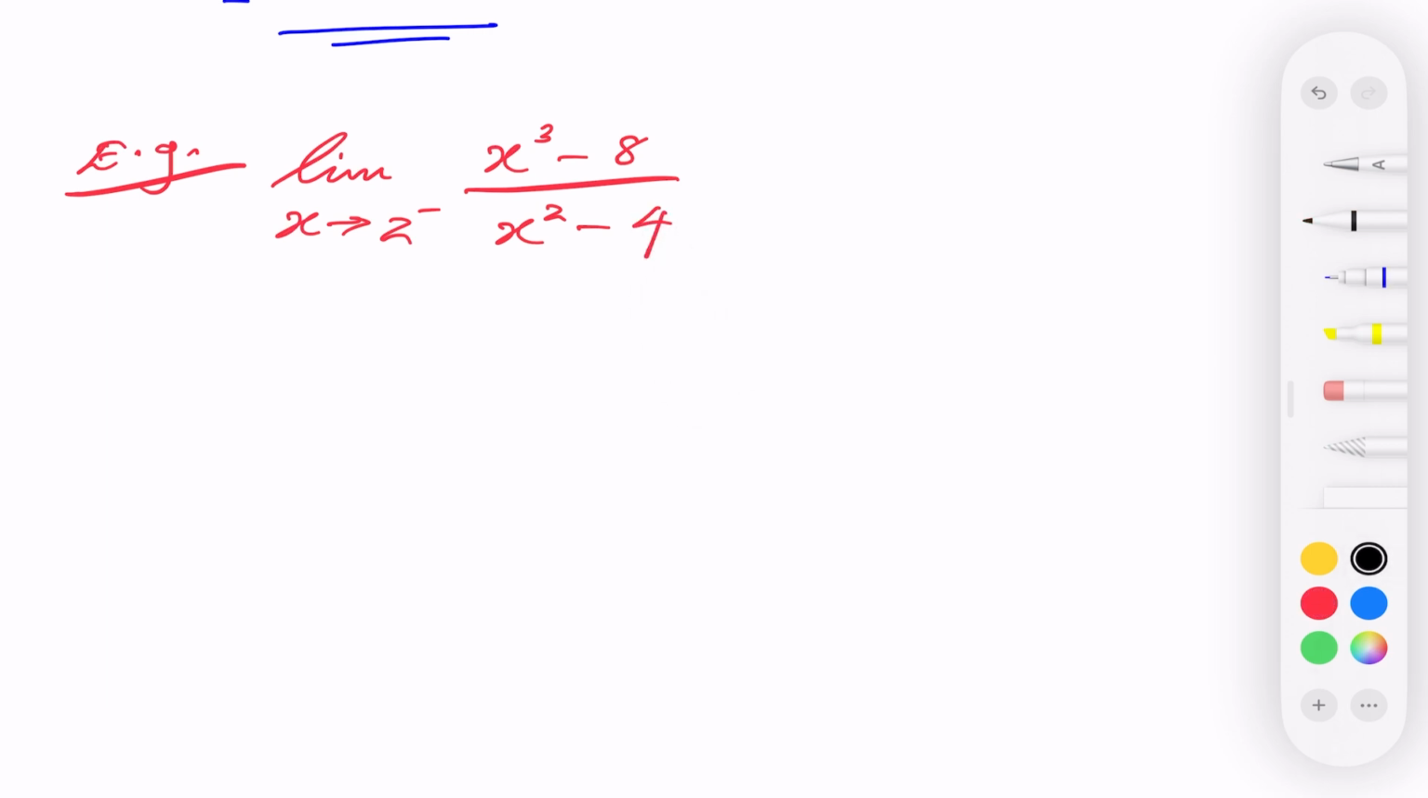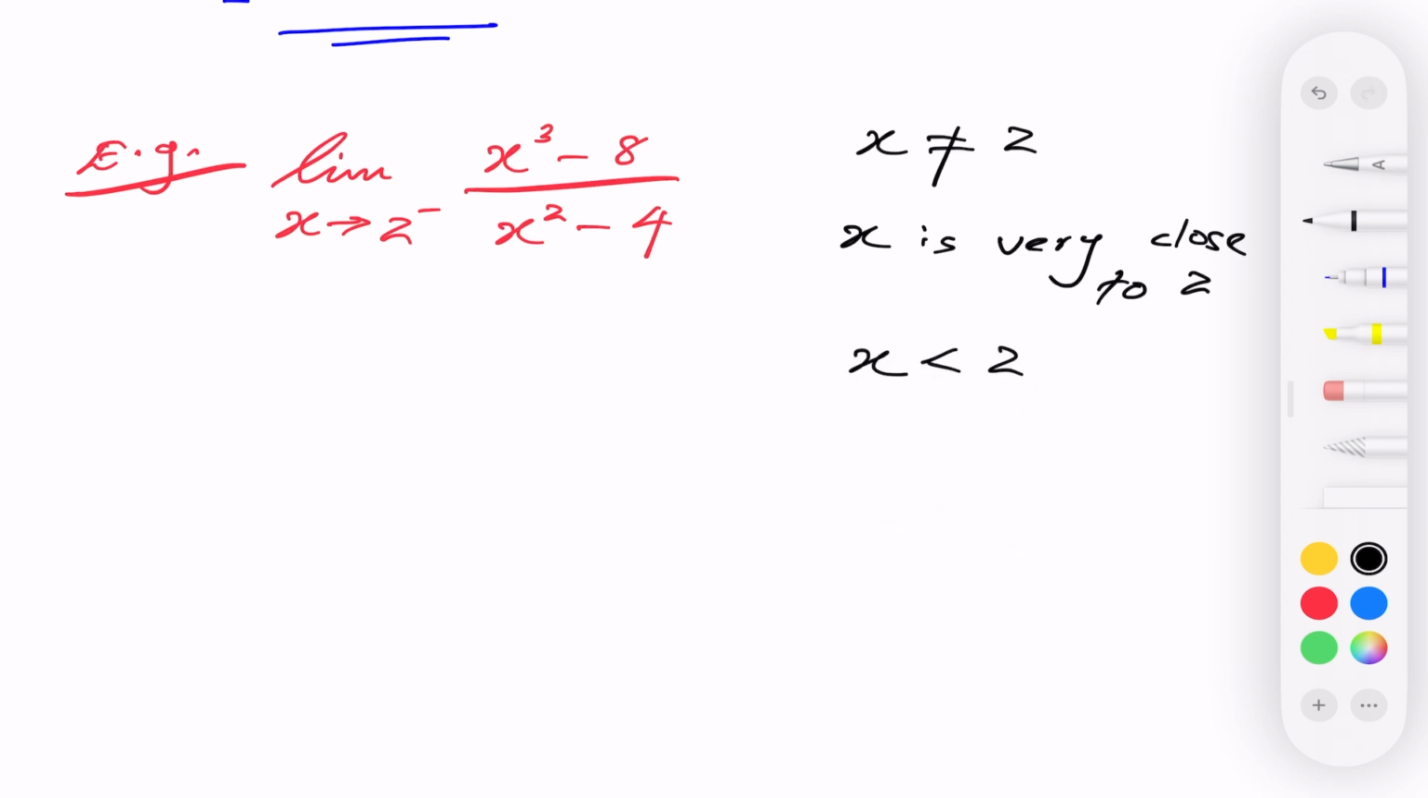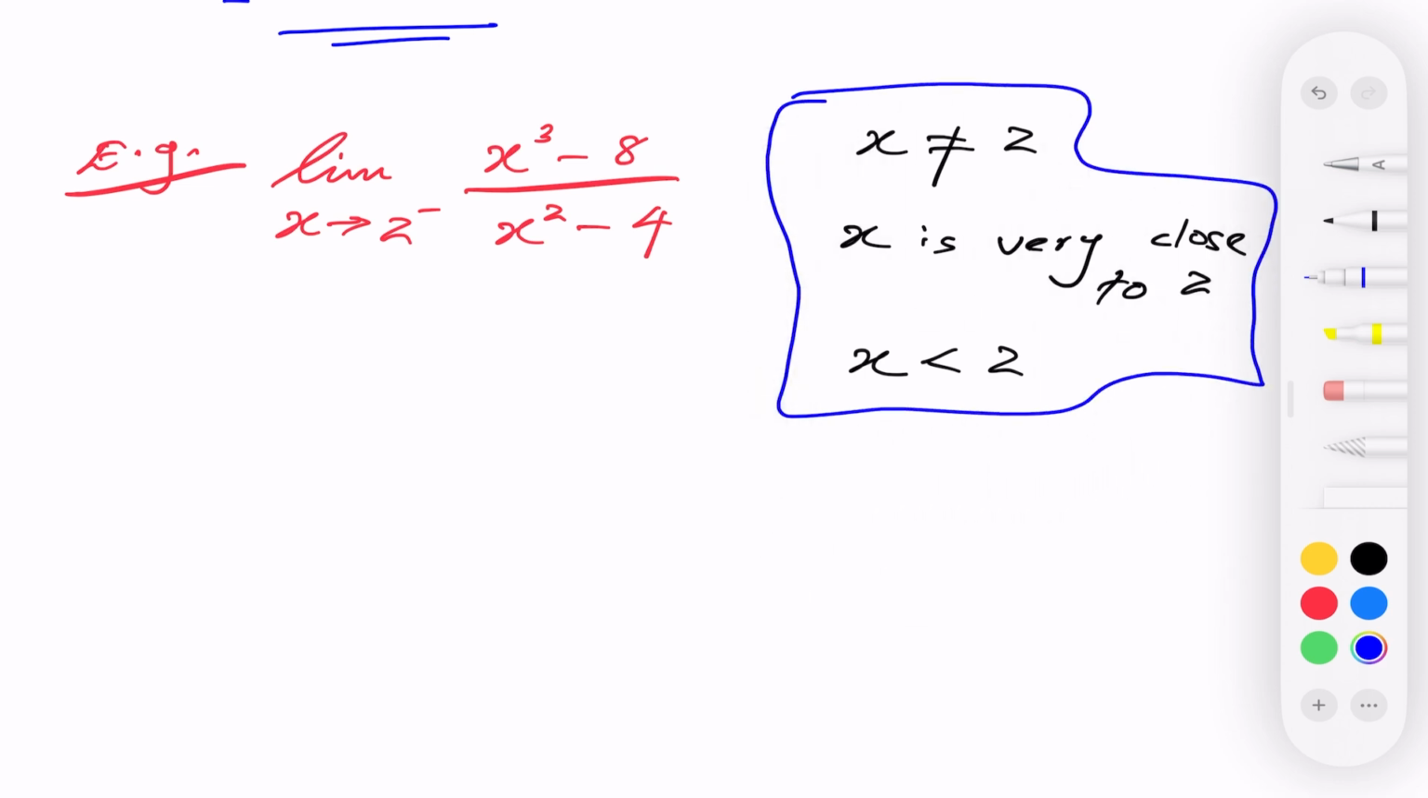Once again, if we revisit the conditions for the limit as x approaches 2 from the left-hand side, we know that x cannot be equal to 2 and x is very, very close to 2, and since x should approach 2 from the left-hand side, we need to say that x is less than 2. We already tried the direct substitution of 2 in this function in the previous problem. We saw that it's going to lead to a 0 divided by 0 situation. Therefore, we need to find a candidate value for x satisfying all three of these conditions.